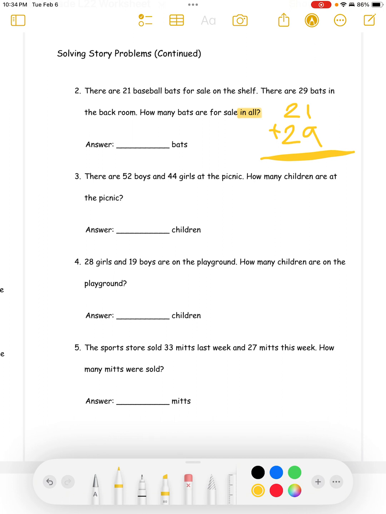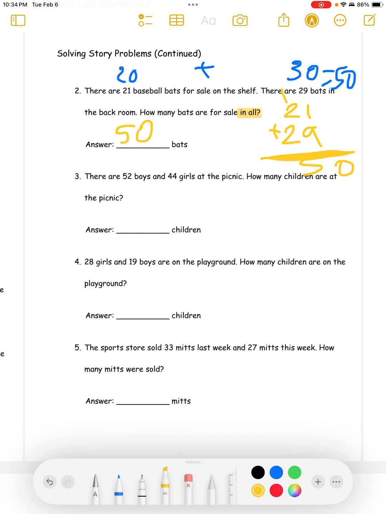So 9 plus 1 equals 10, and we'll put 0 and carry the 1 over to the tens place. And make sure you line up your ones and your tens correctly. And 1 plus 2 plus 2 equals 5. So our answer would be 50 bats. And let's make sure our answer is correct. 21 is close to 20, and 29 is close to 30, and 20 plus 30 equals 50, exactly. So we know our answer is correct.